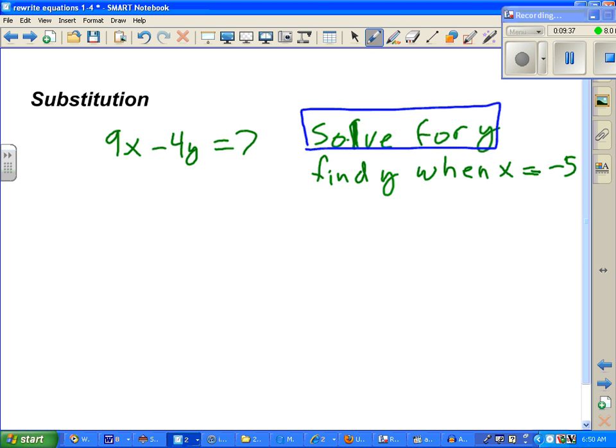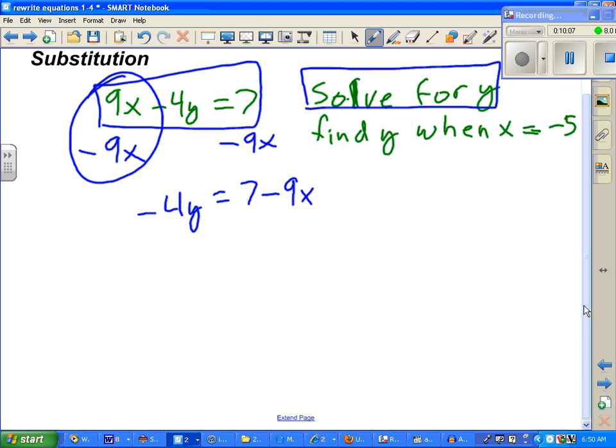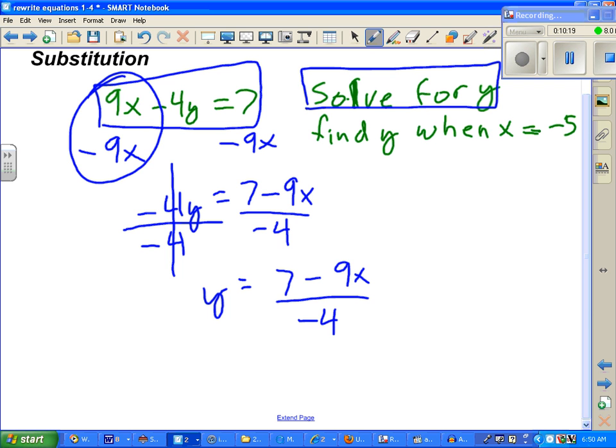That's a huge part of why we're doing this section. So the first thing I got to do is the algebra to solve for y, and then when I'm done, I'll plug in for x. Okay, so solving this for y, first thing I do, subtract 9x from both sides, because positive 9x minus 9x is 0. So I've got negative 4y equals 7 minus 9x. Well, the next step, last thing I gotta do, get y by itself, divide by negative 4. Negative 4 over negative 4 is 1. So y equals 7 minus 9x over negative 4.